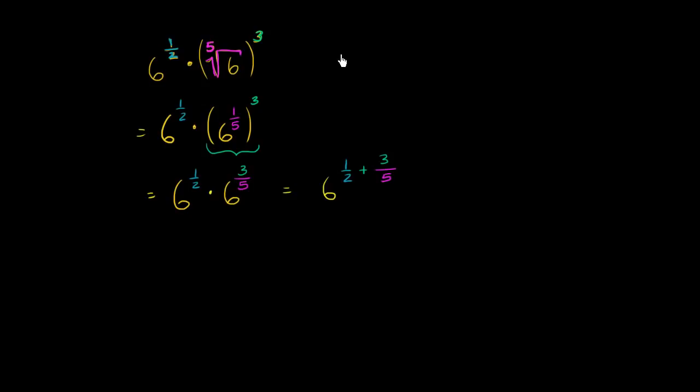Now, what's 1/2 plus 3 over 5? Well, we could find a common denominator. It would be 10. So that's the same thing as 6 to the, instead of 1/2, we can write it as 5 over 10, plus 3/5, which is the same thing as 6 over 10, power.